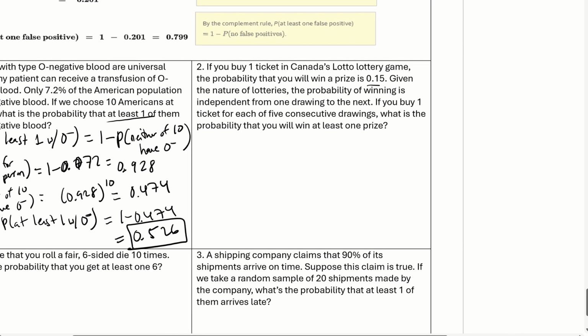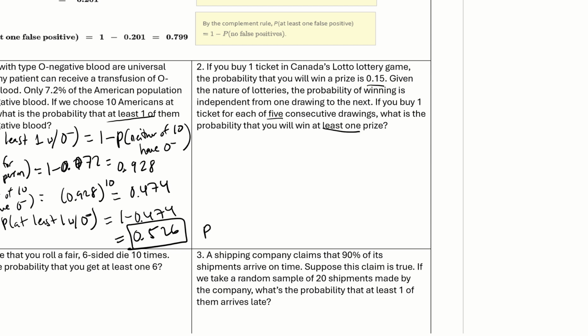Okay, then number 2, if you buy one ticket in Canada's lottery game, the probability that you'll win a prize is 0.15. Given the nature of lotteries, the probability of winning is independent from one drawing to the next. If you buy one ticket for each of 5 consecutive drawings, what is the probability that you will win at least one prize? So at least one.